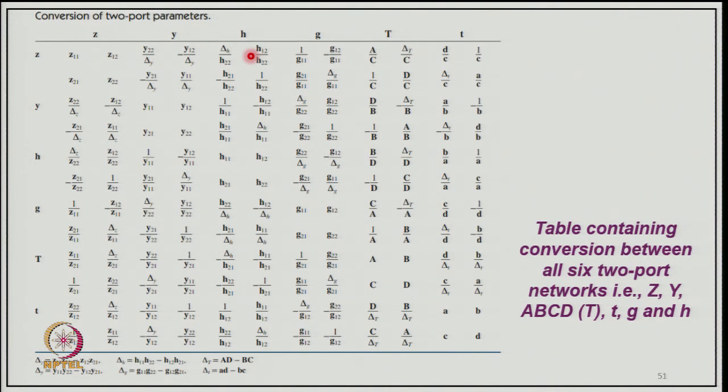So, you can have the Z parameters in terms of all 5 other parameters, as given here, and similarly Y in terms of Z and the others. This is a 6 by 6 table, which of course has the determinants of all 6 matrices explained here. So, this is the total conversion from one set of parameters to the other 5 sets of parameters, as in this table.